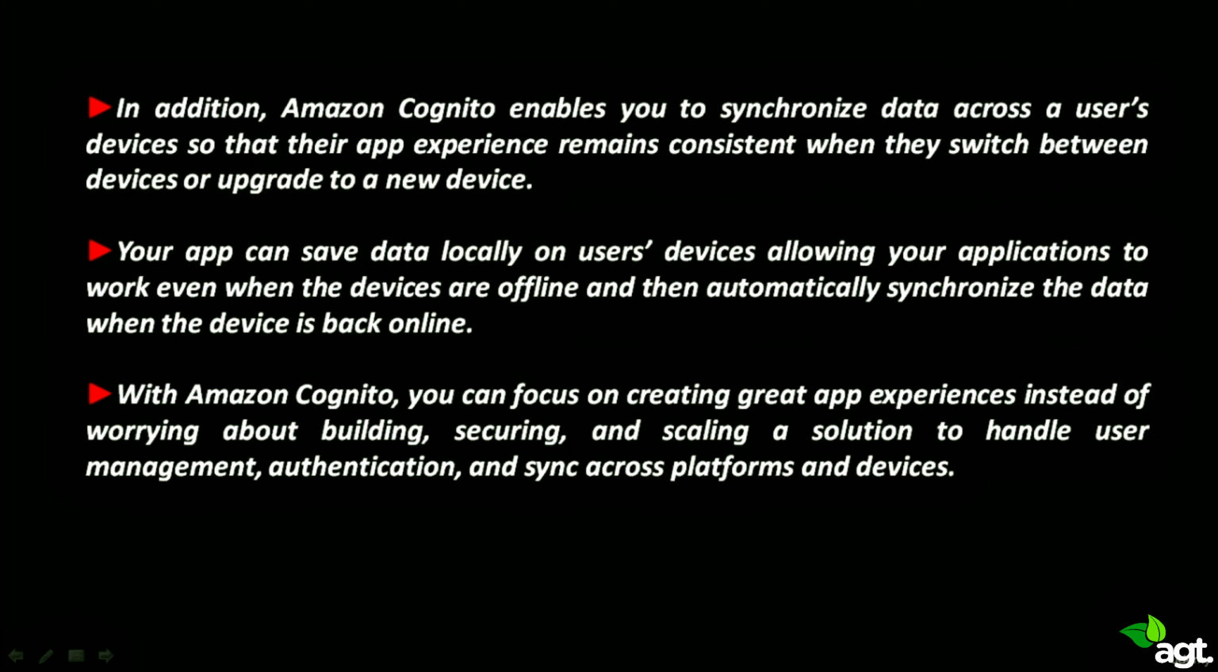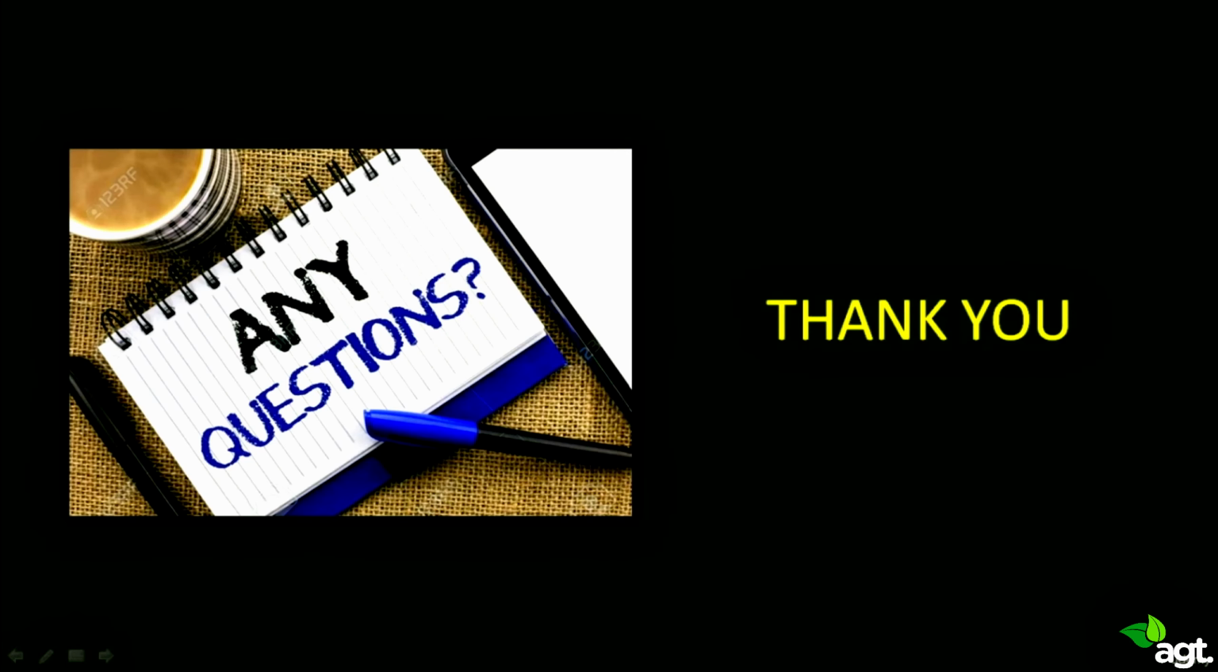So with Amazon Cognito, you can focus on creating great application experiences instead of worrying about building, securing, and scaling a solution to handle user management, authentication, and sync across platforms and services. Amazon Cognito is designed for developers who want to add user management and sync functionality to their mobile and web applications. Developers can use Cognito Identity to add sign up and sign in to their applications and to enable their users to securely access their application resources. Amazon Cognito also enables developers to sync data across devices, platforms, and applications.